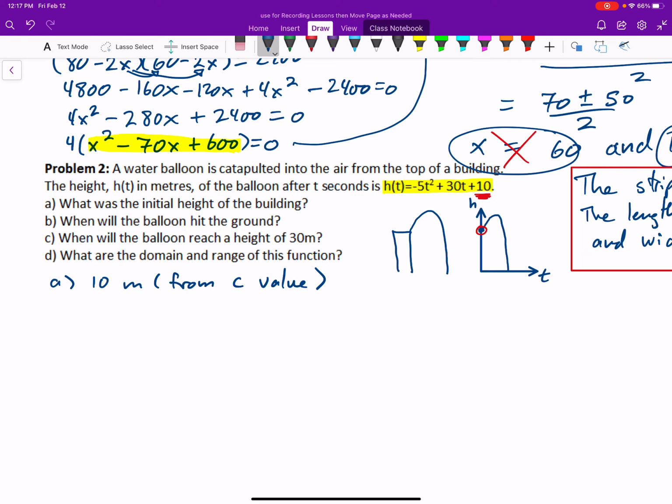So same idea. When will the balloon hit the ground? Well, that's down here, right? That's one of our zeros. So we need to find out what the zero is for that. We either need to factor or we need to use the quadratic formula. Factoring is always easier if possible. So let's start with the equation. I'll put 0 in for height because that is the height of the ground. And I will try to see if I can factor this one.